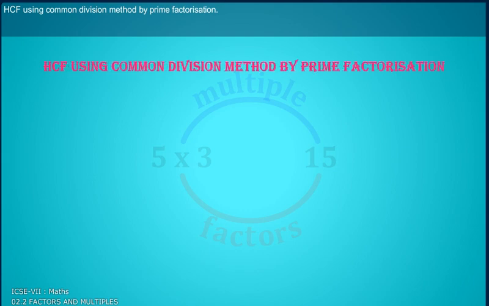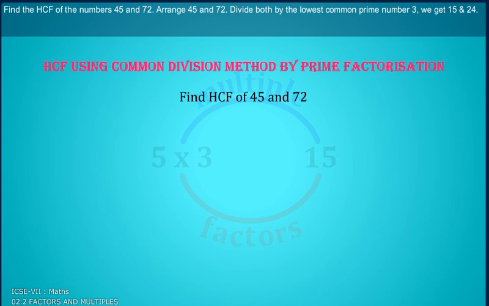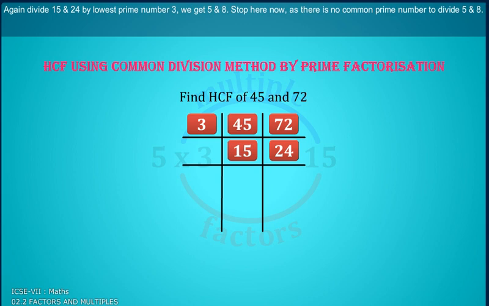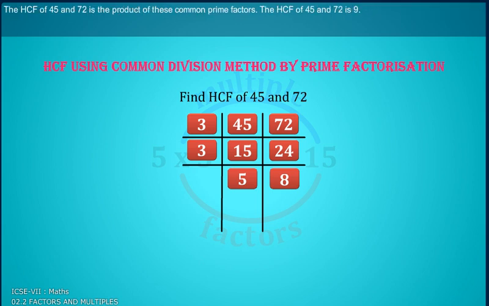HCF using common division method by prime factorization. Find the HCF of the numbers 45 and 72. Arrange 45 and 72. Divide both by the lowest common prime number 3. We get 15 and 24. Again, divide 15 and 24 by the lowest prime number 3. We get 5 and 8. Stop here now, as there is no common prime number to divide 5 and 8. The HCF of 45 and 72 is the product of these common prime factors. The HCF of 45 and 72 is 9.